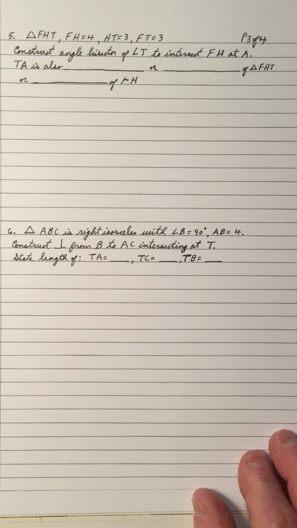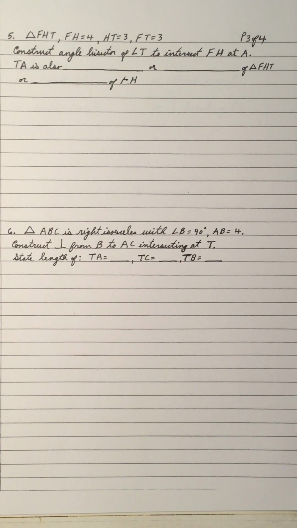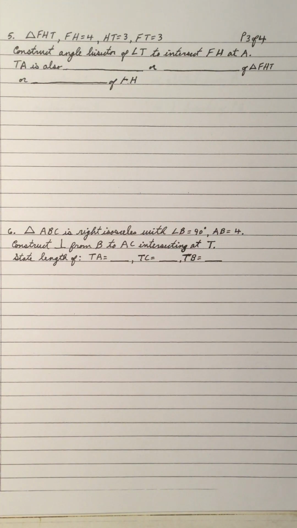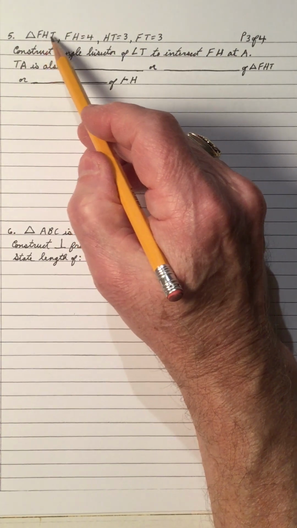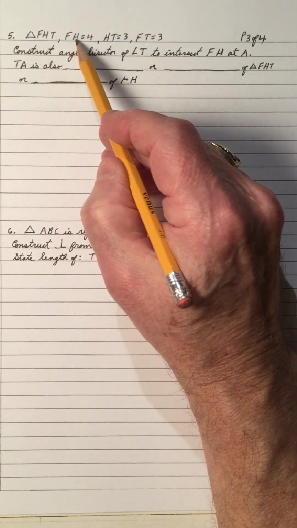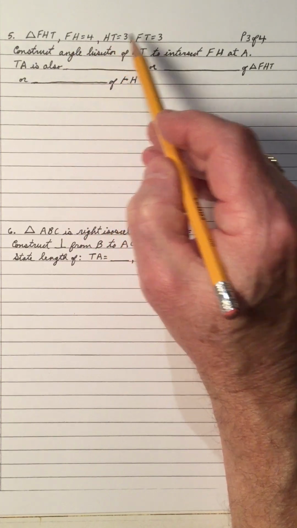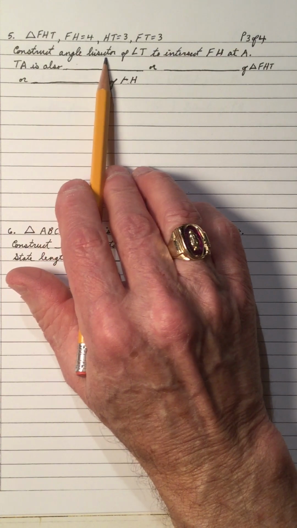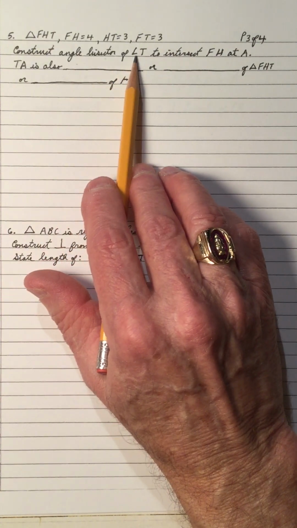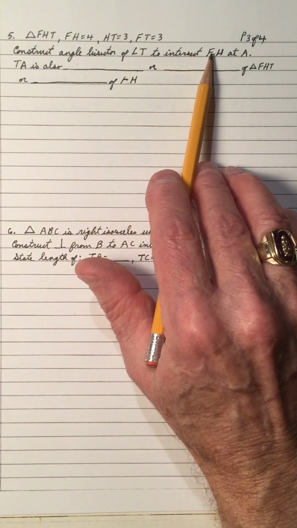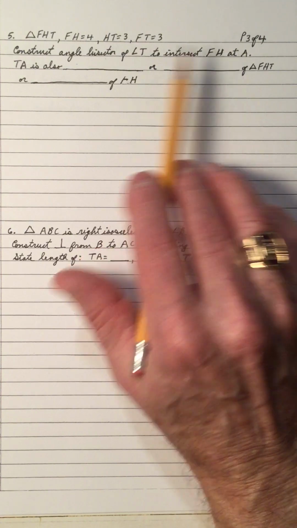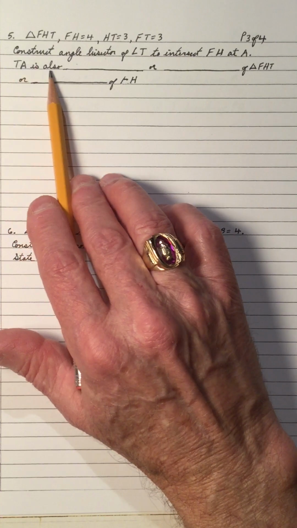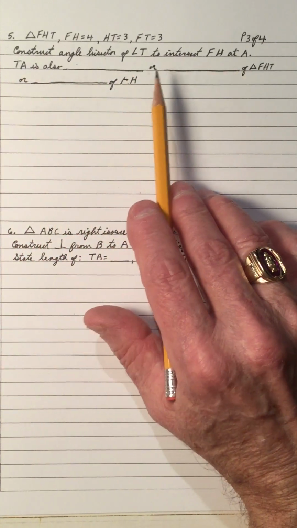Now we have a couple more problems to emphasize that. We have triangle FHT, such that FH is 4, HT is 3, and FT is 3. Construct the angle bisector of angle T to intersect FH at A. And then when we get that done, we'll say that TA is also, and we'll fill in this after.